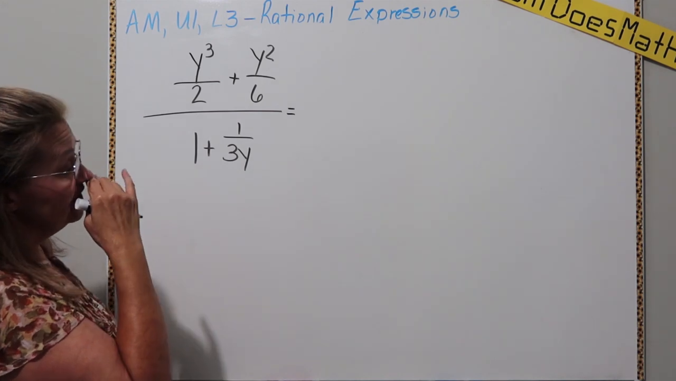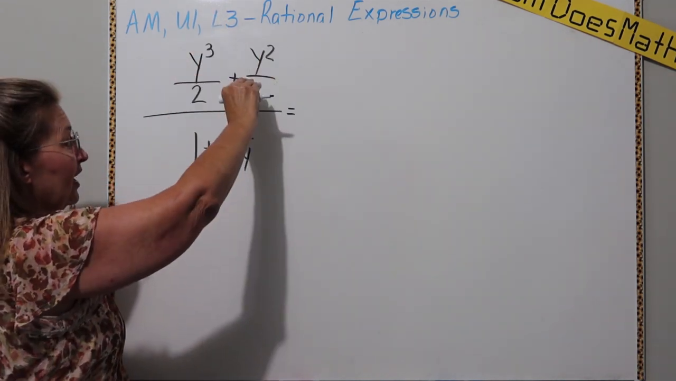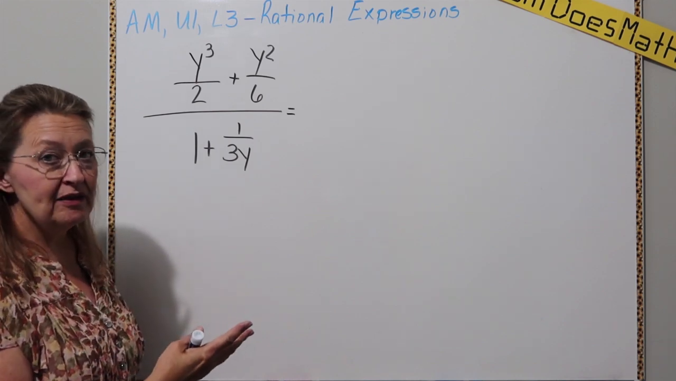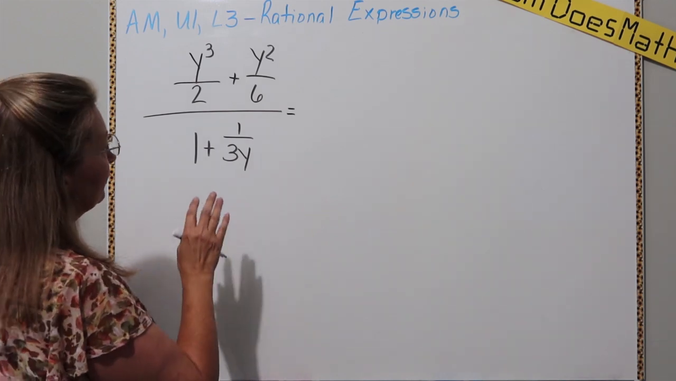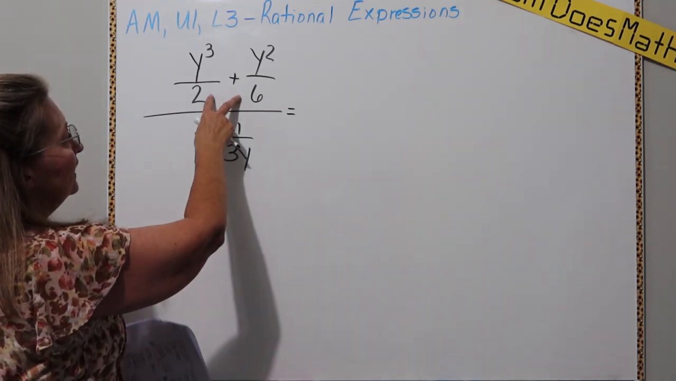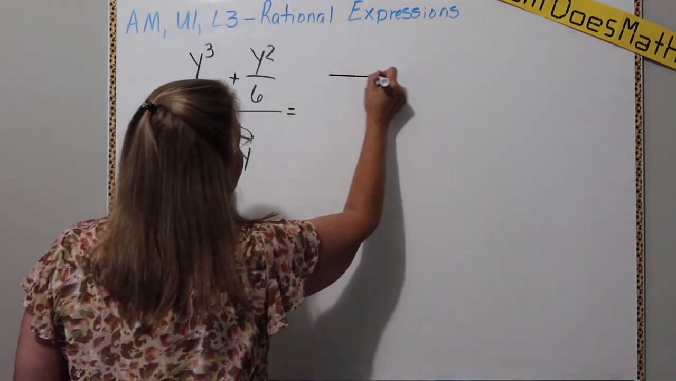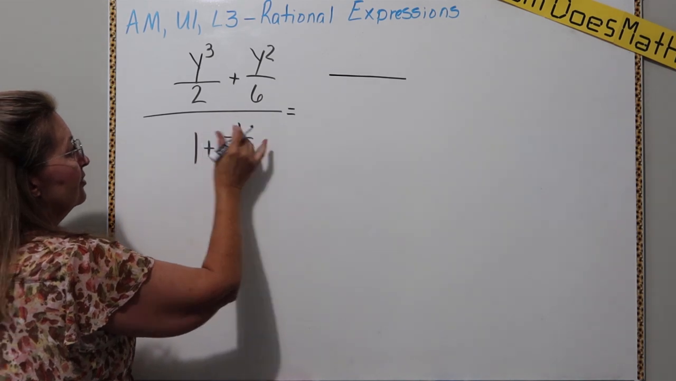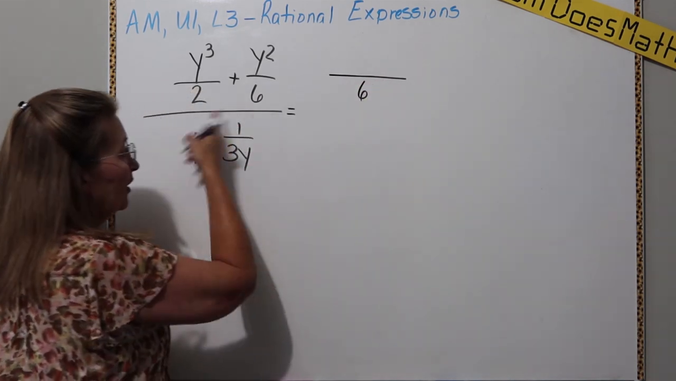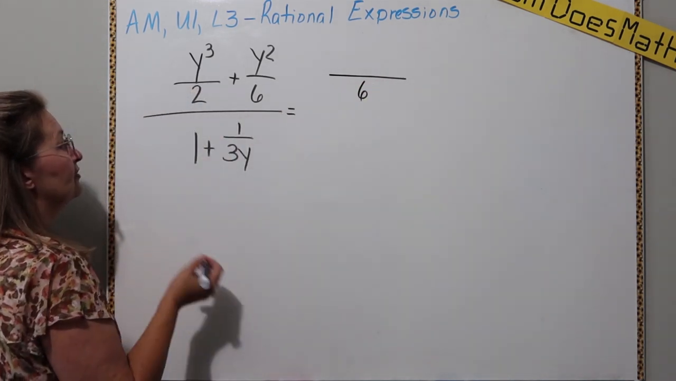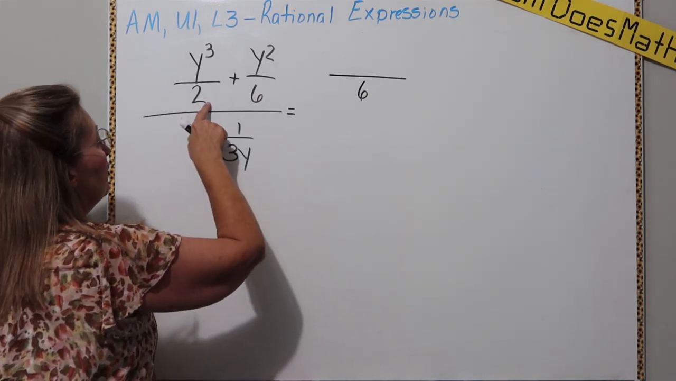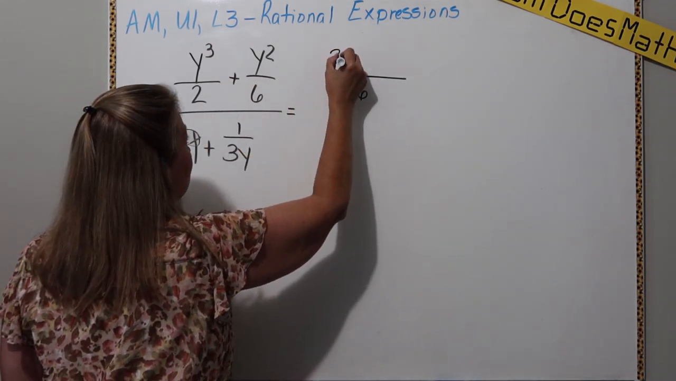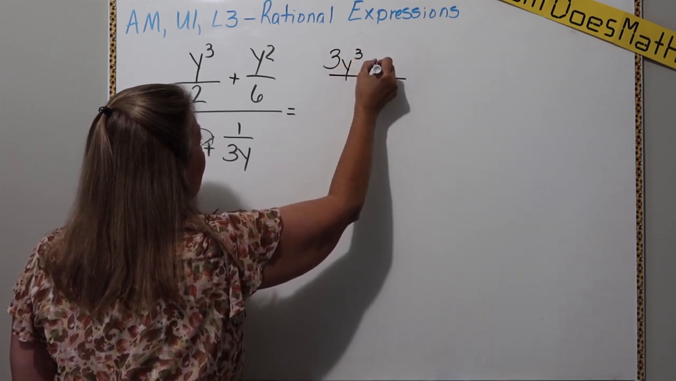Once again, complex fractions. So we're going to combine everything on the top, combine everything on the bottom, and then keep, change, flip, and simplify. So let's just focus on the top. I need a common denominator. So what is the least common multiple between 6 and 2? Well, 6 is. Both of these numbers will go into 6. So now you ask yourself, what did you multiply 2 by to get 6? Times 3. So you multiply that times 3 to get 3y to the third.